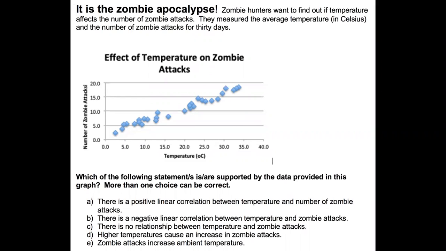A, there is a positive correlation between temperature and zombie attacks. This is the correct answer. B, there's a negative correlation. C, no relationship. D, higher temperatures cause an increase in zombie attacks. This tests if students understand the difference between correlation and cause. And E, zombie attacks increase ambient temperature.